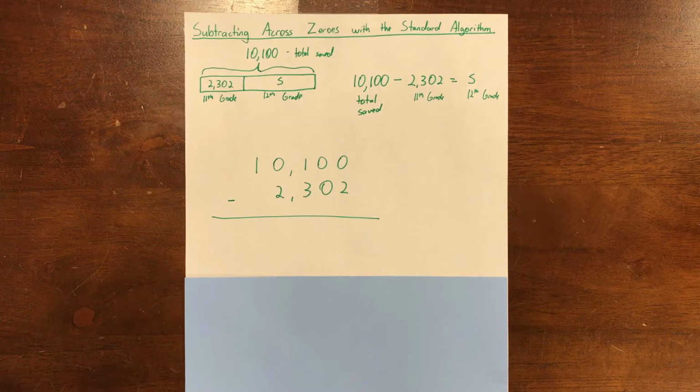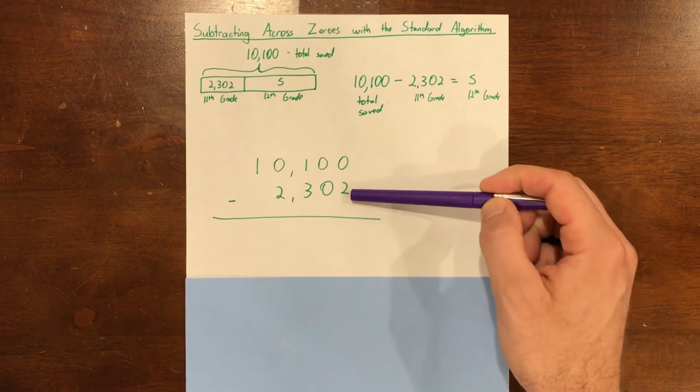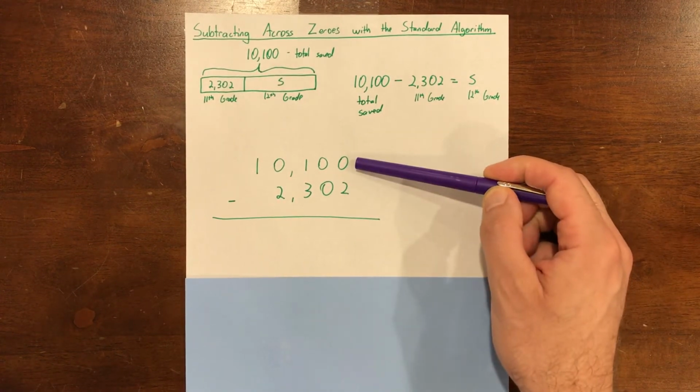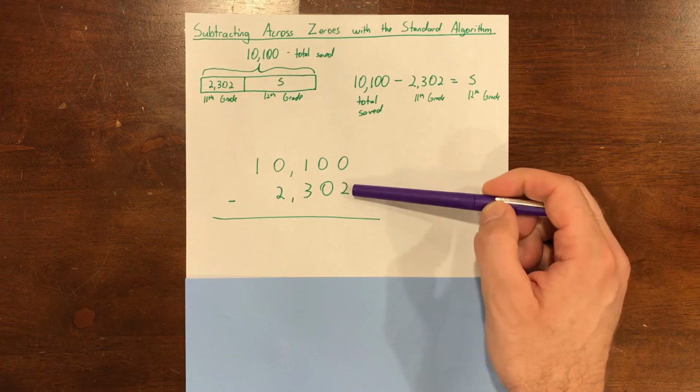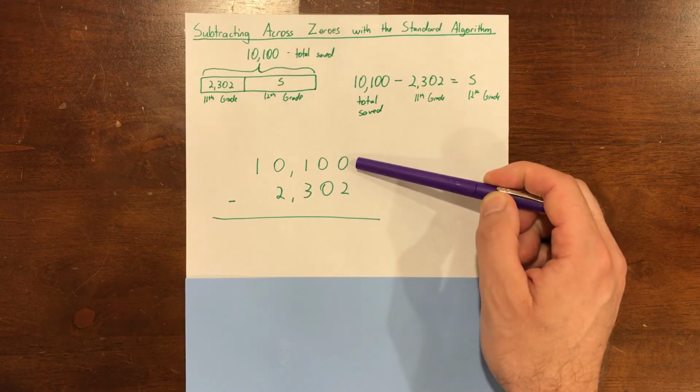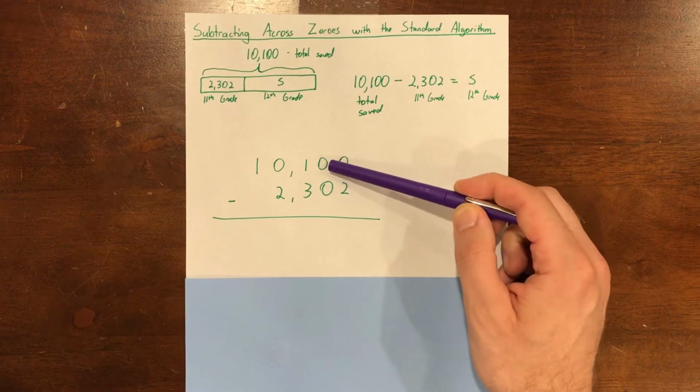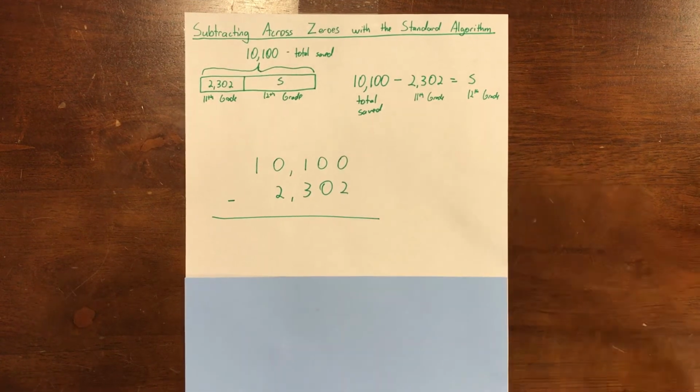Yeah, right. We need to regroup because our subtrahend is larger than our minuend. We can't take 2 away from 0. But wait a minute. We don't have anything in our tens that we can regroup. What are we going to do? Say it out loud.